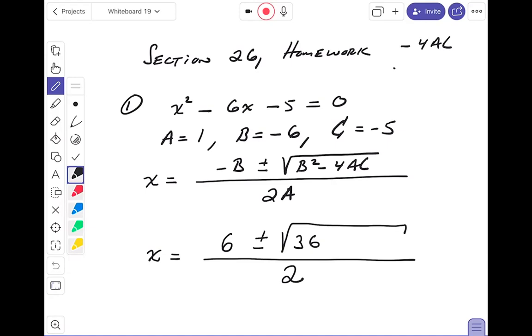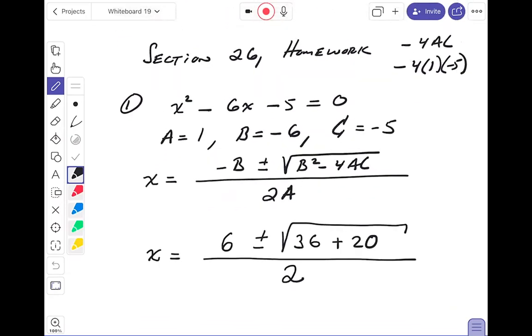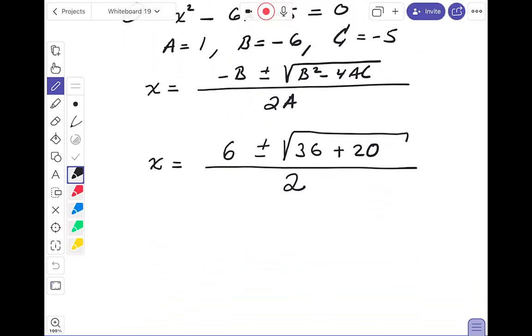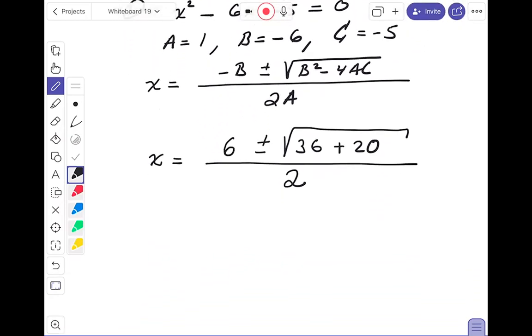Let me write this down for you. What's A? 1. What's C? -5. Well, look at it. It doesn't look that bad. It's plus 20 now. Let me keep going through this. And what do you get?